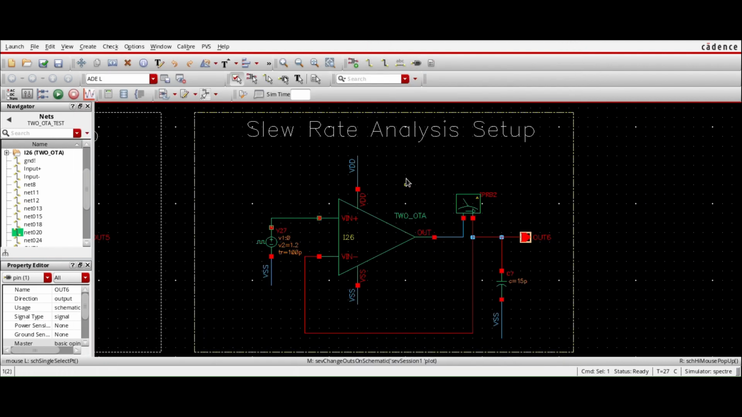Okay, thank you for watching this tutorial. This is basically the process to calculate the slew rate.